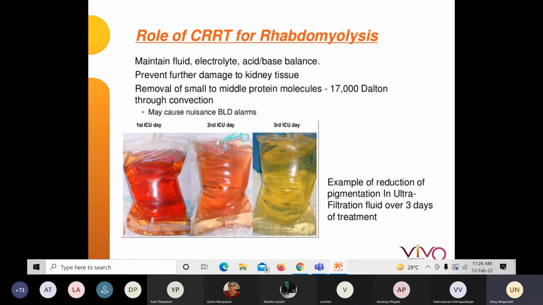CRRT can be useful in rhabdomyolysis: maintain fluid, electrolyte and acid-base balance, and prevent further damage to the kidney tissue. It can remove middle molecule proteins up to 1700 Daltons through the convection method. The blood leak detector alarm can give a false alarm. The fluid coming from the drainage can be seen in the bags. On the first day the fluid coming is very bloody. On the second day it comes down, and on the third day it becomes normal. So the tissue damage slowly improves, and by the third day you will find this.